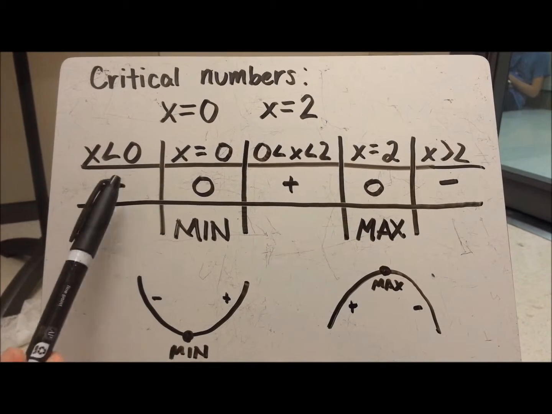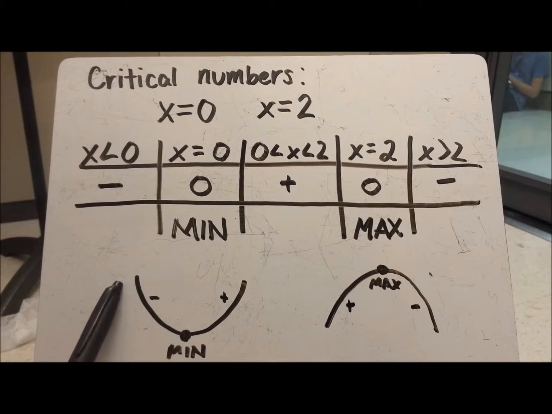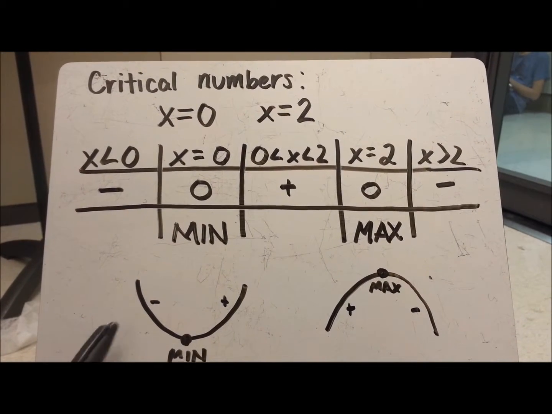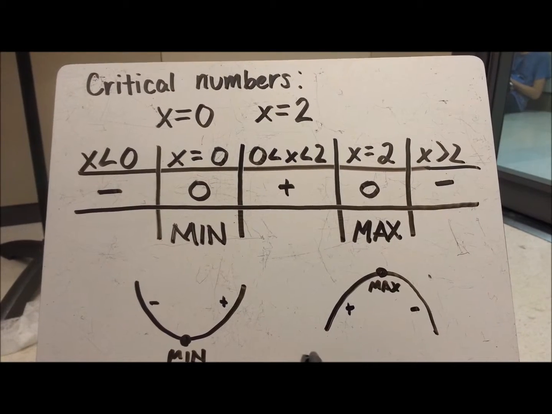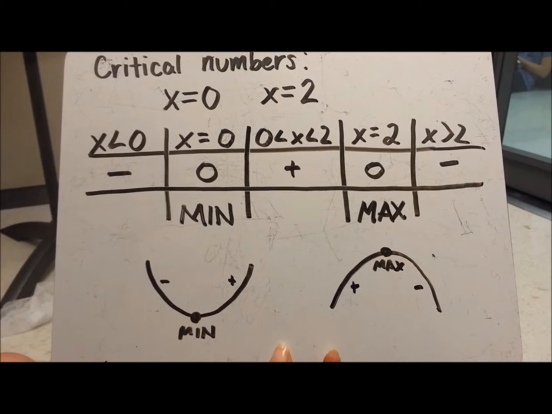You see that the sign goes from negative to positive and is therefore a minimum, and in this section it goes from positive to negative and is therefore a maximum.